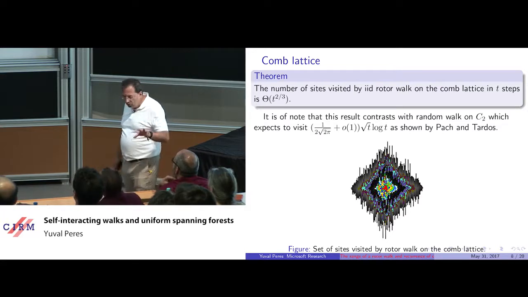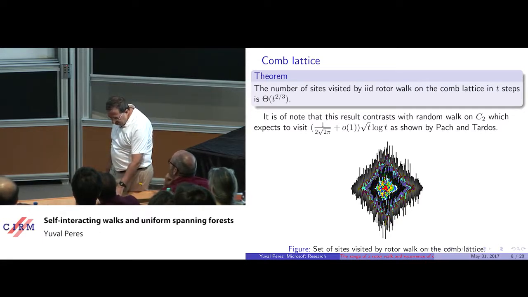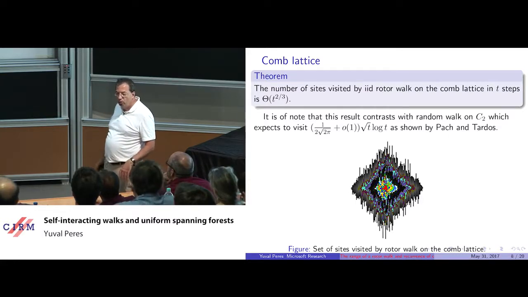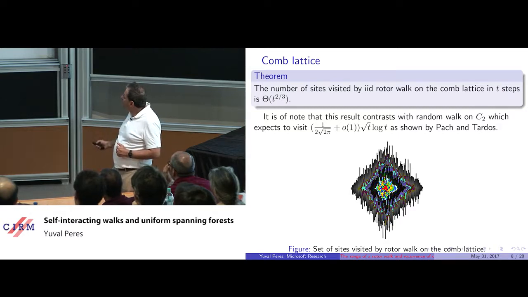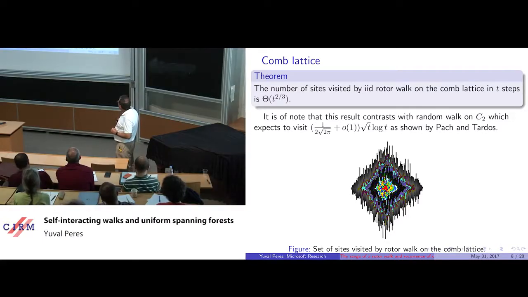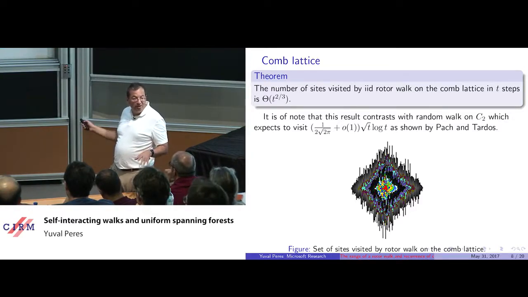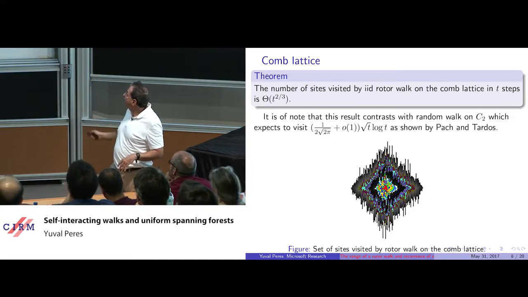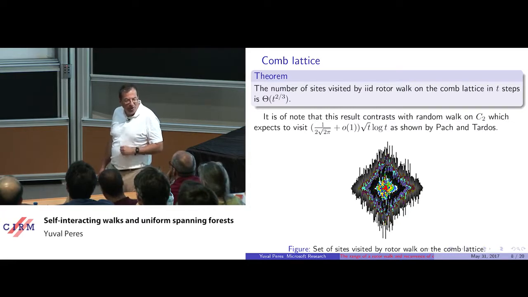Now, remember, in Z^2, the conjecture, actually by Priezzhev et al., is that the range of the rotor walk grows much slower than for random walk, so t to the 2/3 as opposed to t over log t. On the comb, it's provably the other way. So the range of the walk is only growing like root t. So the range is growing very slowly, like root t log t for random walk. But this is a classic example where there was a previous physics paper. So this is proved with exact calculation by Pach and Tardos. But there was earlier a physics paper claiming t to the 3/4 growth for the range.